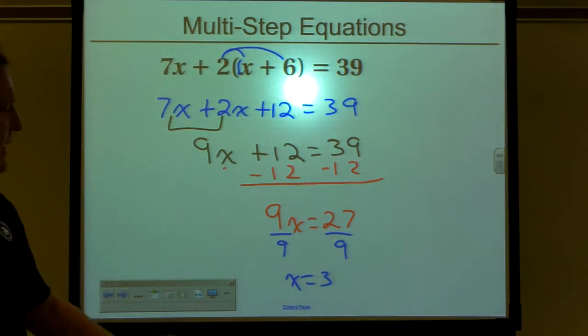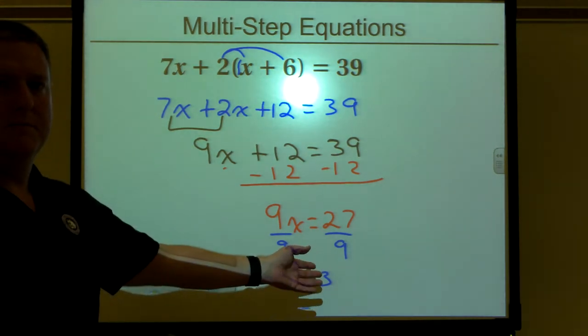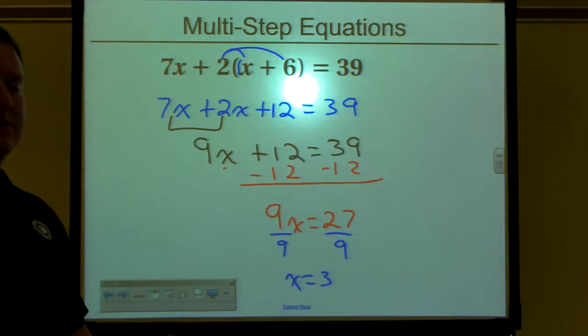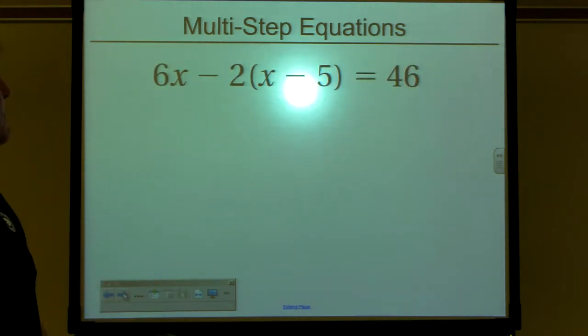Right now we're working with all integer values as an output, but that doesn't mean I couldn't end up with a fraction at the end. I could have fractions up here, and I'll show you how to clear those out later on.